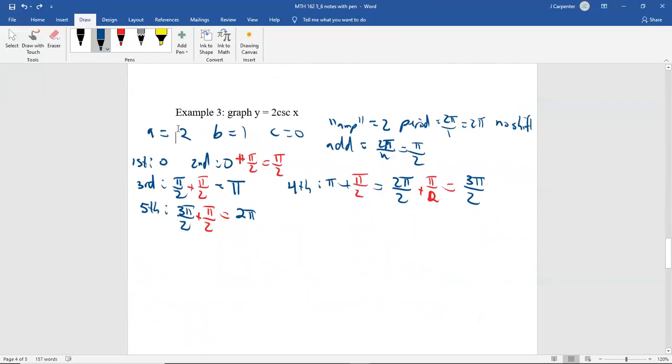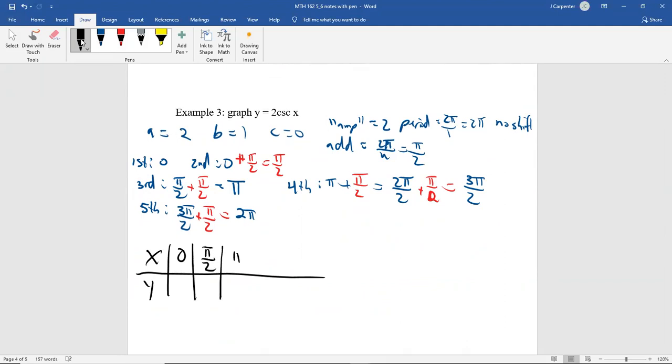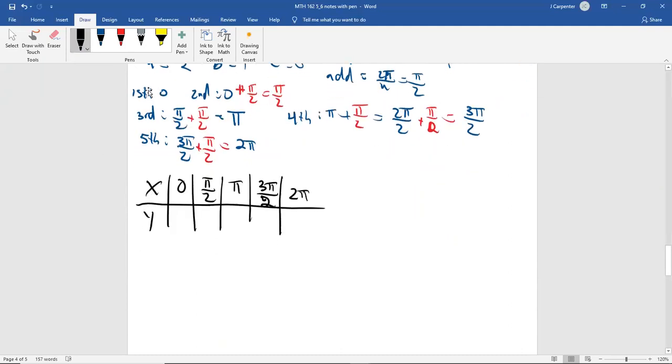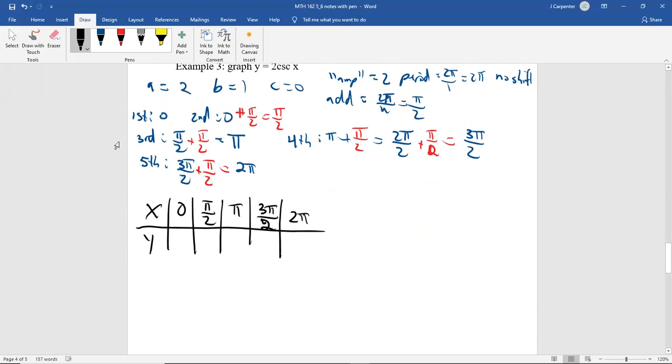The amplitude being 2 will have an effect though. So what's our table of values looking like so far? X, Y. The first one we got is 0, then the second one's pi over 2, then pi is our third, 3 pi over 2 is our fourth, and then 2 pi is our fifth.